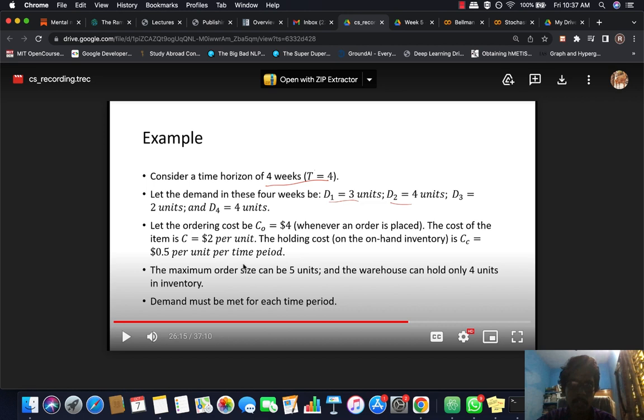And there is a constraint on the maximum number of orders that one can place in a week, that's 5 units, and the warehouse capacity is 4 units. And the condition is that the demand must be met for each time period. Let us look at the Python implementation now.